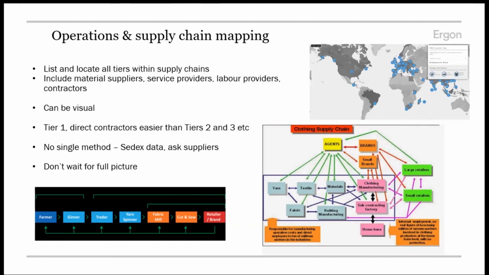But I think the important thing about mapping is to try and get as complete a picture as possible, but don't get hung up on the fact that it's not complete. Just because you don't have a full picture down to tiers 3, 4, 5 doesn't mean you can't start to risk assess what you do know. It's important to carry on that process and perhaps have a staged program of trying to get more visibility over supply chains, but work with what you've got in the short term while you gather that extra information.